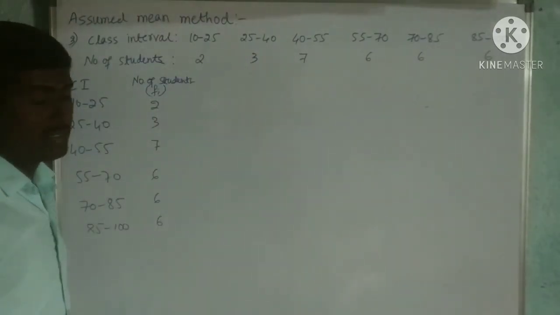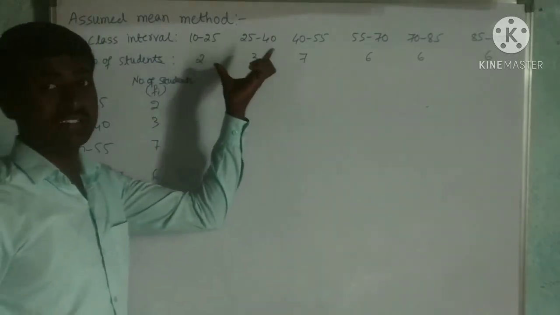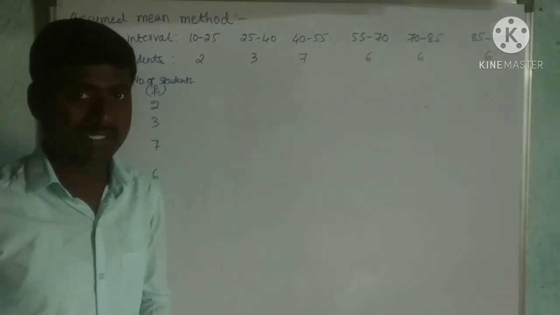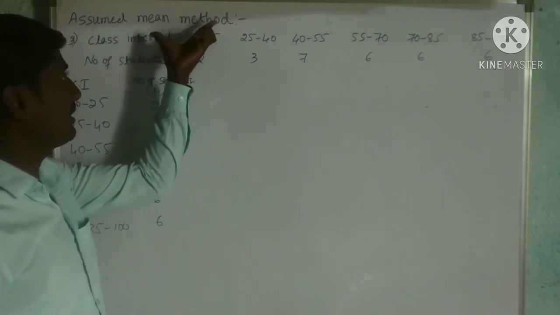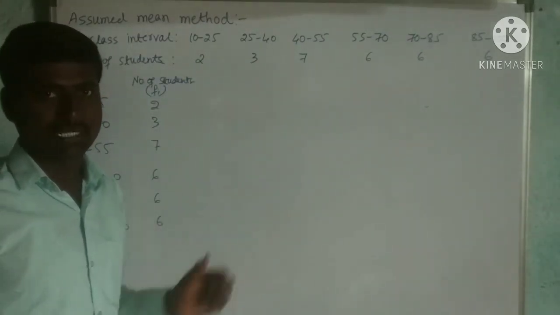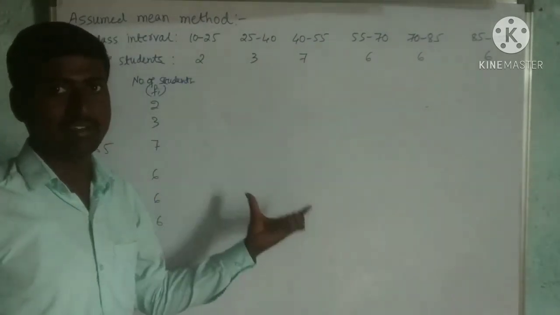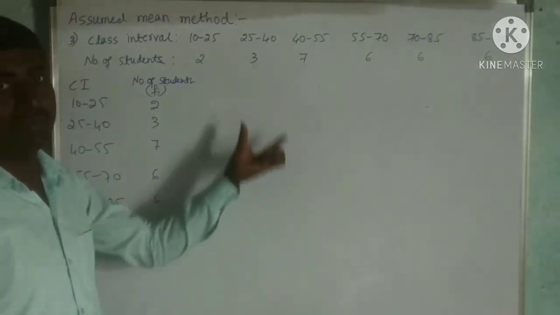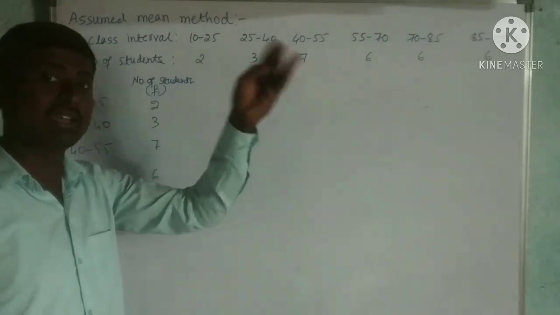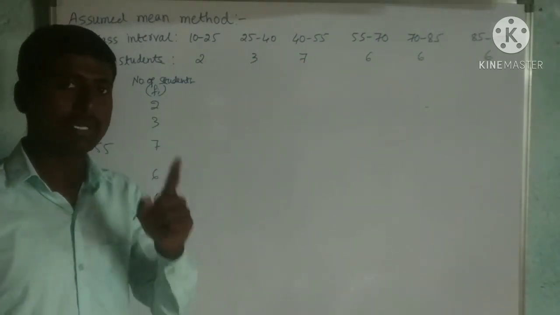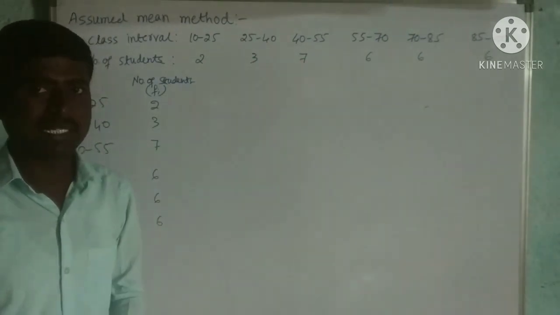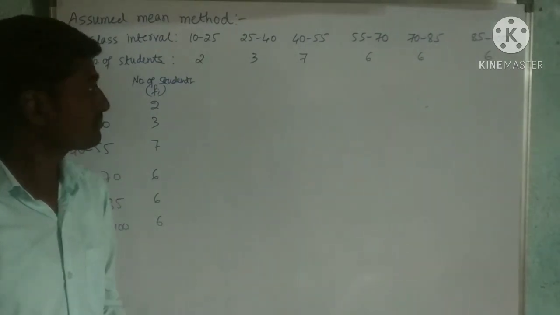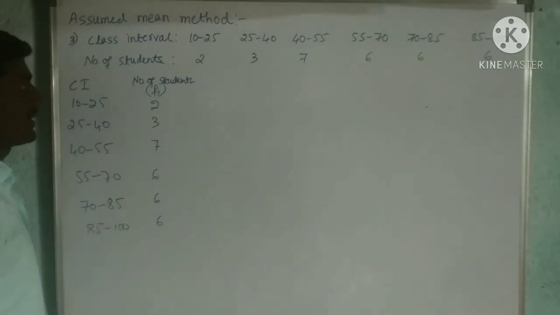That is the second method. Actually this method is not included in your syllabus, so I will explain how to solve by the assumed mean method for only one problem. No need to prepare very well about this assumed mean method and the other method, step deviation. You prepare very well for the direct method only. It is sufficient. So this is the number of students, fi.